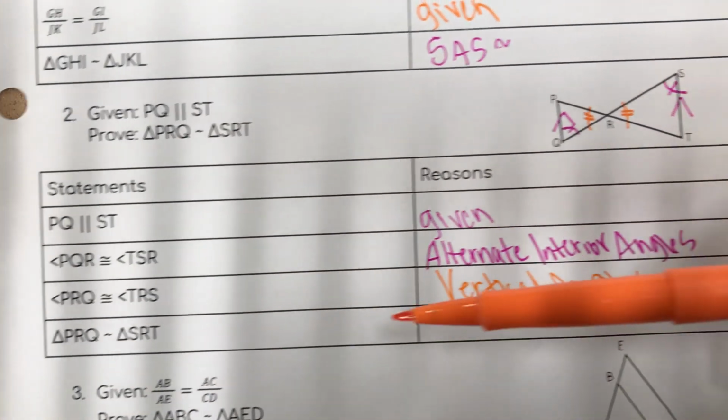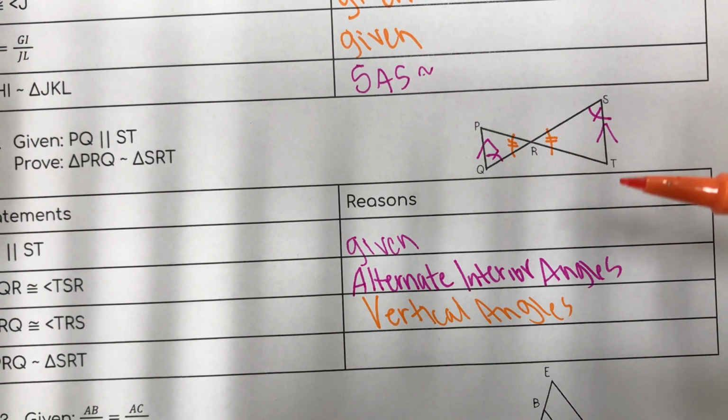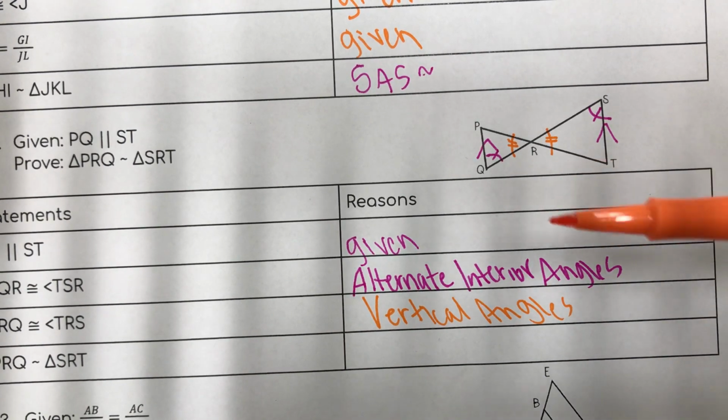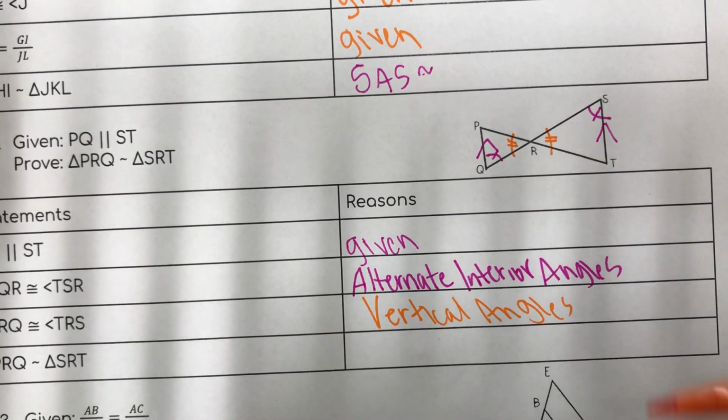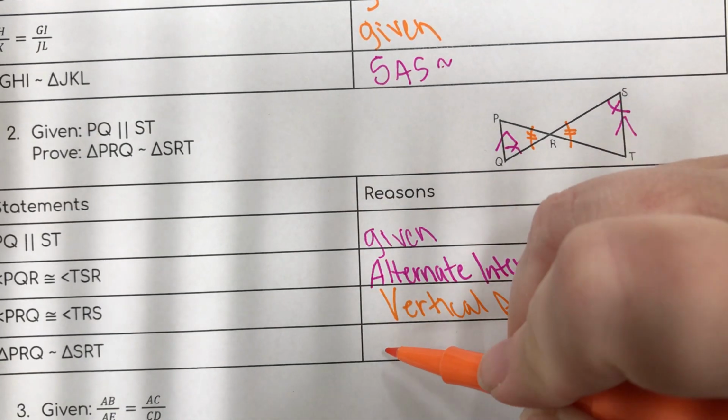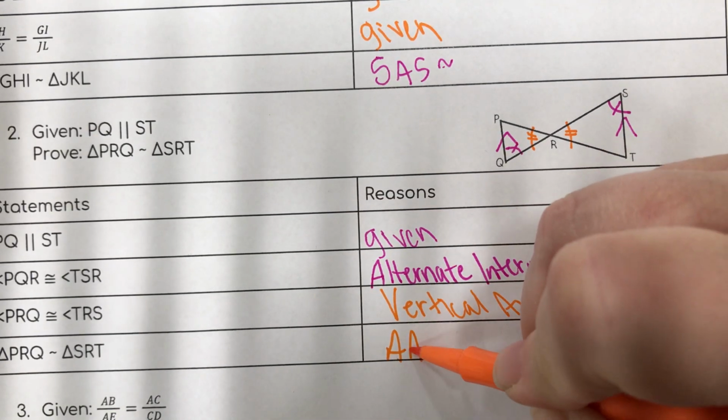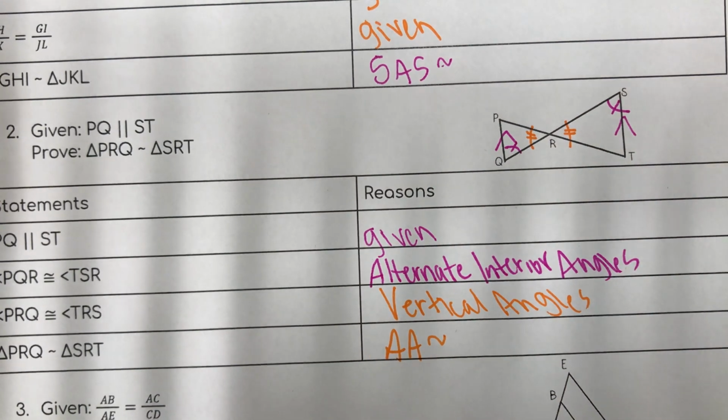So let's look at our figures again. On this one here, I don't have any sides marked at all. In fact, I just have two sets of angles marked, right? So this is angle, angle, similarity.